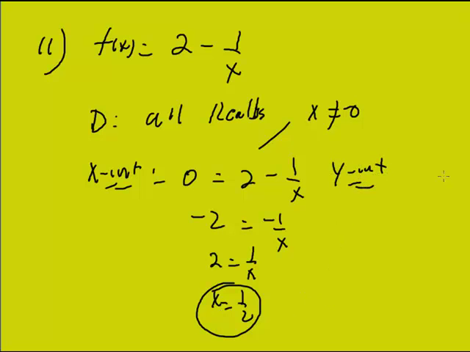How about the y-intercept? Y-intercept means I'm going to turn my x into 0. y is equal to 2 minus 1 over 0. What problem do I have now? There's none.